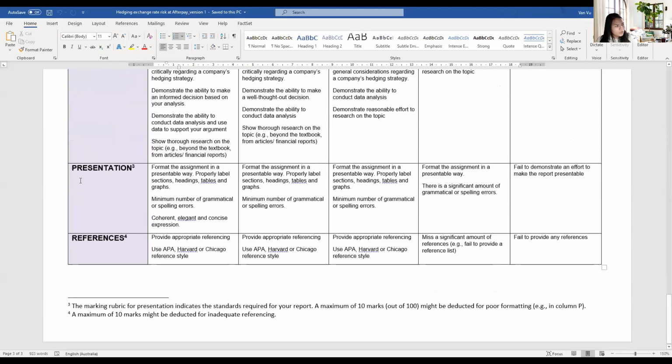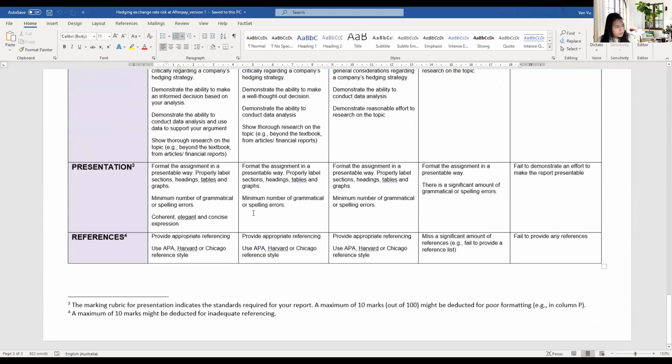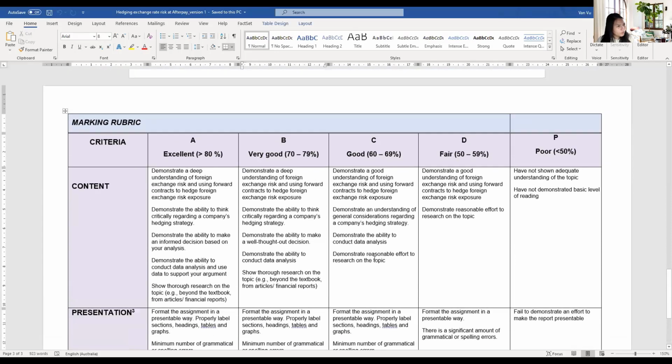Here I've got some information for presentation and references as well. In terms of reference style, you can use either APA, Harvard, or Chicago. Okay, let me go back to my slide.